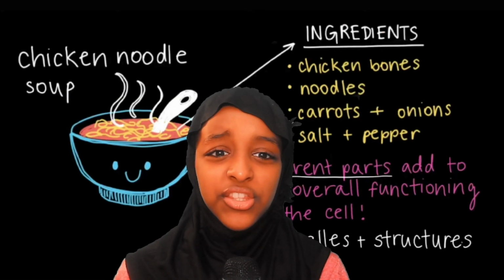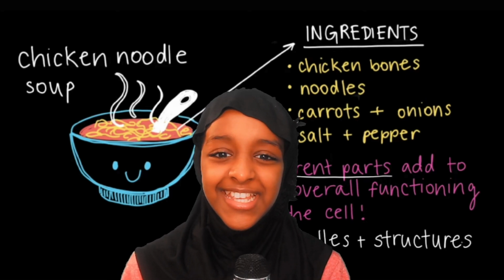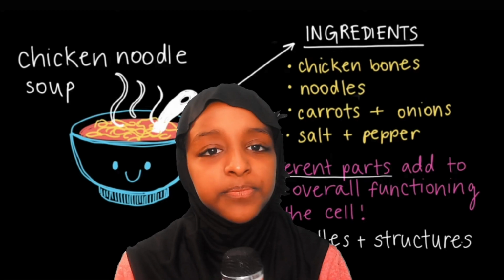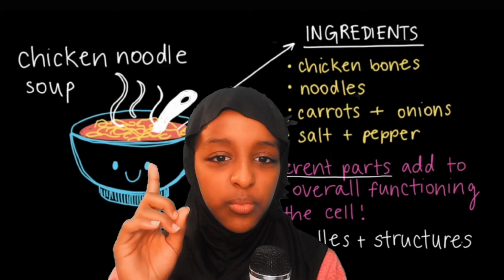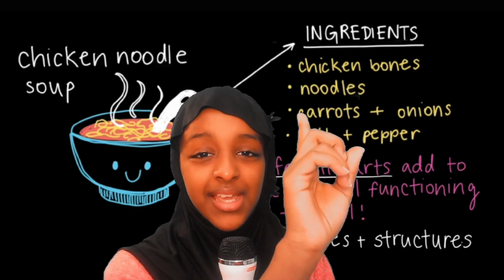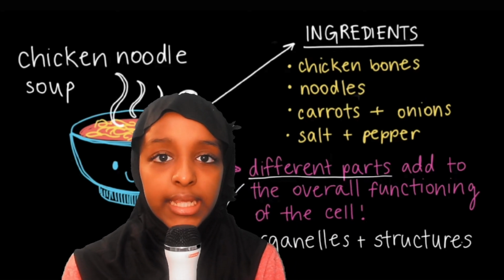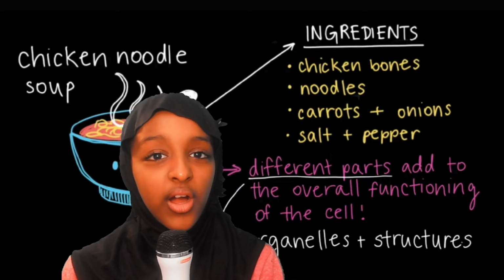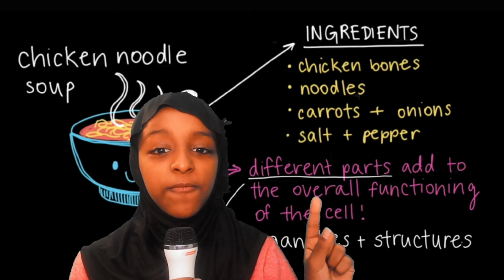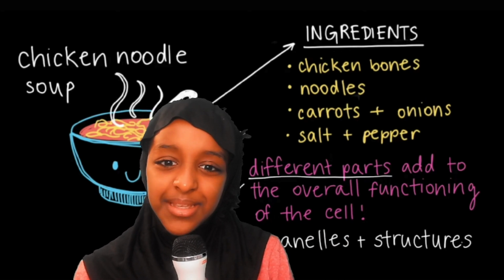Now, let's go back to the chicken noodle soup we were talking about earlier. We're not going to talk about how delicious it is. I'm going to give you guys a review about it. So, here's the chicken noodle soup. You can see it has all these ingredients: chicken bones, noodles, carrots and onions, and salt and pepper. Each of these ingredients is needed for the chicken soup's overall taste. Different parts add to the overall functioning of the cell. This is why chicken noodle soup and cells are very similar.